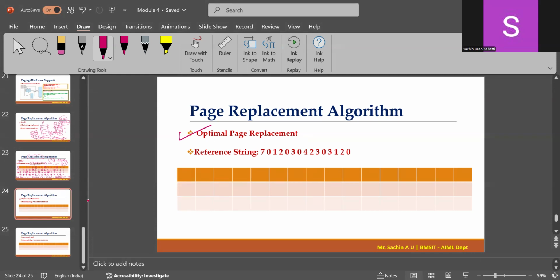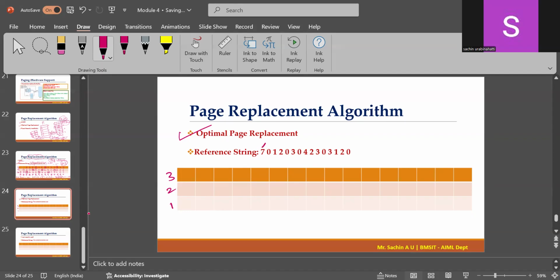So here, let me just write the frames. This is frame number one, two, and three. Initially, there is no page in these frames. If you see here, these are the page requests by the CPU. Initially it is requesting for page number 7.